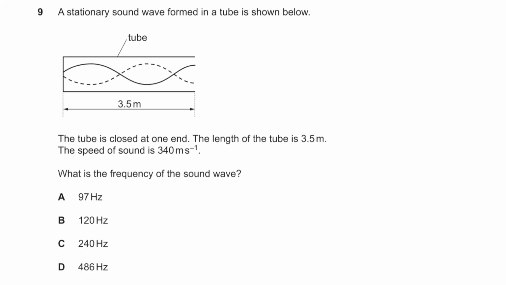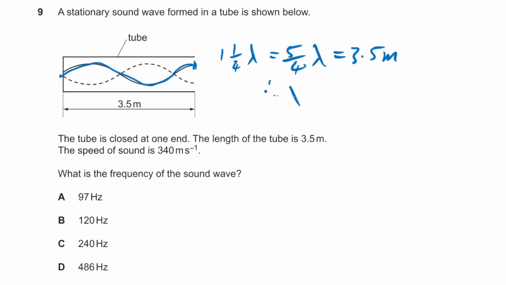9, stationary wave. We have the length of the tube, and we have the speed. What is the frequency of the sound wave? Well, of course, we need to find the wavelength. So how many waves do we have here? We have 1 1/4. So therefore, we can say that 1 1/4 lambda, or in other words, 5/4 lambda is equal to 3.5 meters. Therefore, lambda is going to be 3.5 divided by 5/4. So therefore it's going to give us 2.8 meters.